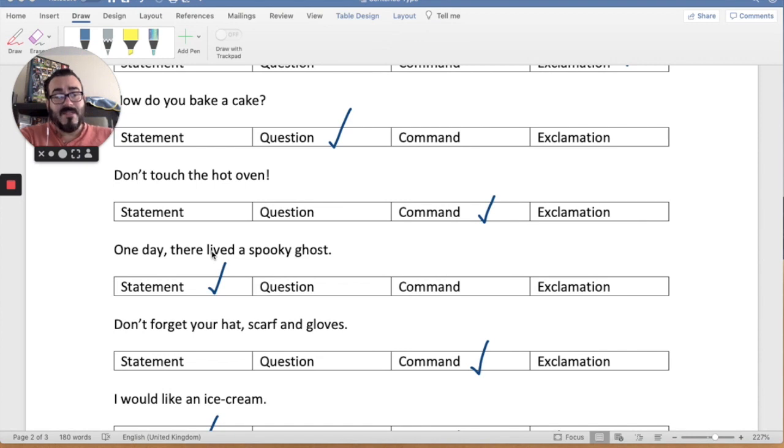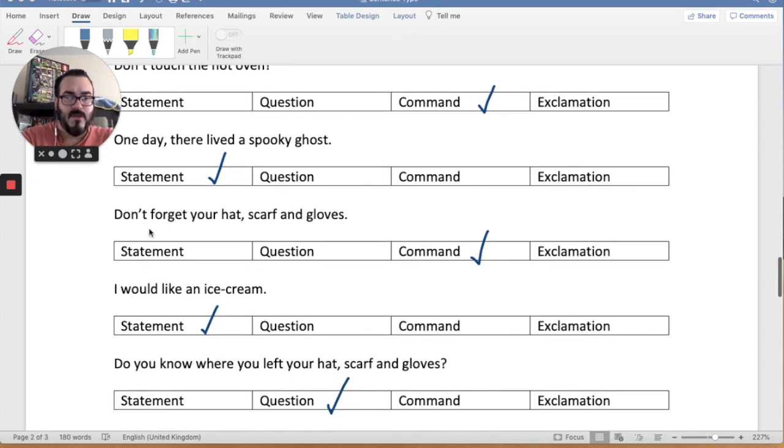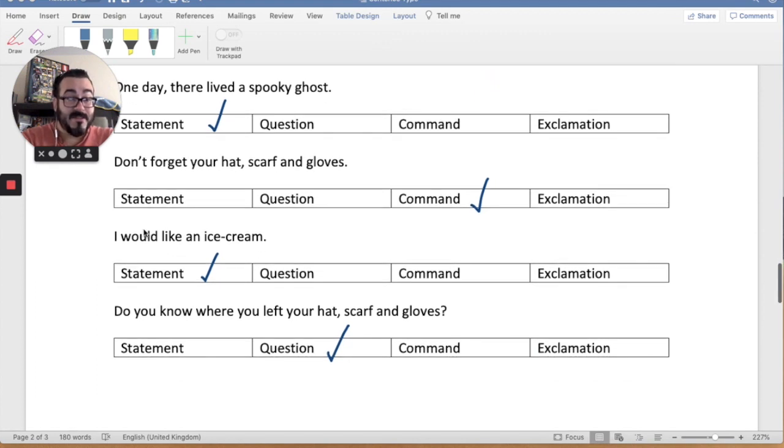One day there lived a spooky ghost. Sounds like a great start to a story, and it sounds like a statement to me. Don't forget your hat, scarf, and gloves. That's telling us what to do, so that's a command. Even if it starts with a don't, it's still a command. It's telling us to not do something in this case.